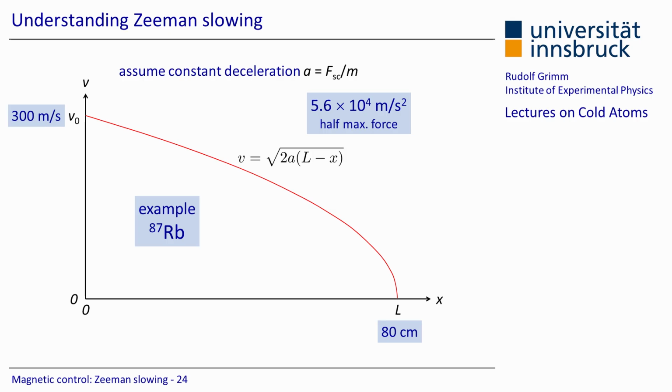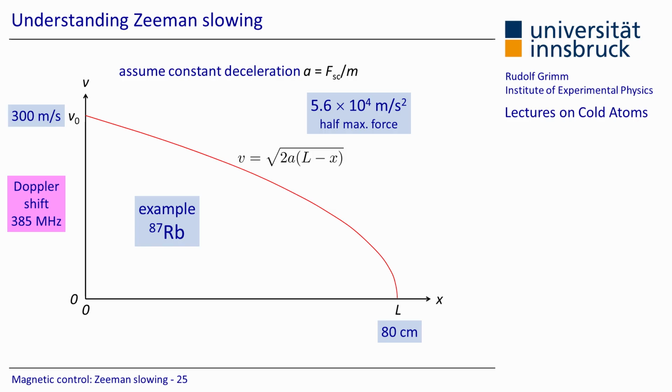Good. And now we are interested in the velocity change of the slowing process, which is from 300 meters per second to 0. That means 300 meters per second. And we calculate the corresponding Doppler shift. And this is for rubidium 385 megahertz. So these 385 megahertz we have to compensate by the Zeeman effect.